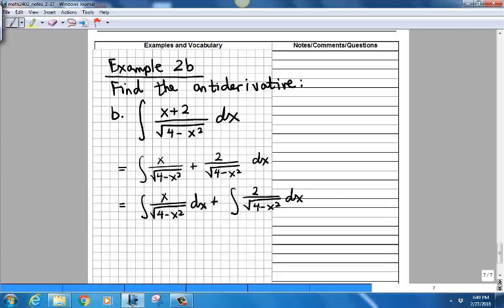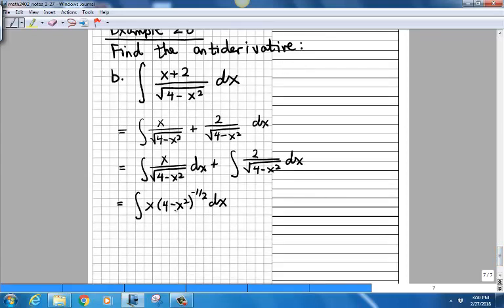Now, what this allows me to do, breaking this integrand up into two terms, into two integrals, is it allows me to approach these two integrals with slightly different techniques. This first integral, I'm going to integrate using the anti-power rule. So I'm going to write this integrand as x times 4 minus x squared to the minus 1/2 power. Of course, square root of 4 minus x squared is 4 minus x squared to the 1/2 power, and since that's in the denominator, we can bring that to the numerator by using a negative sign on the exponent, right? And this integrand, I claim, can be integrated using the anti-power rule.